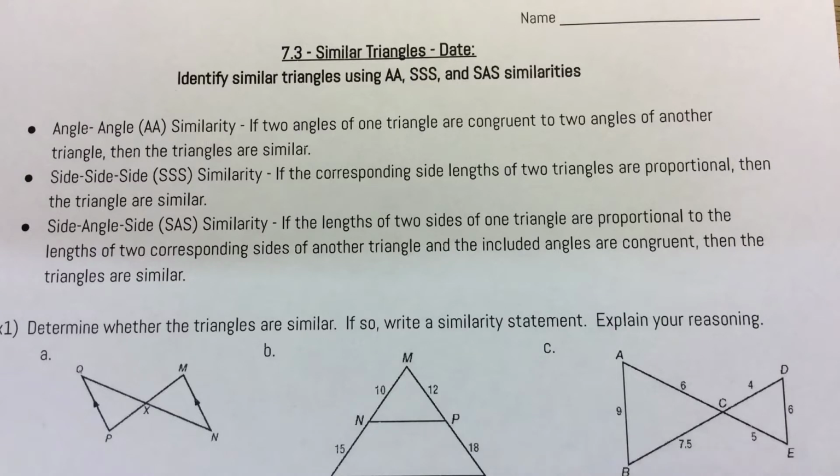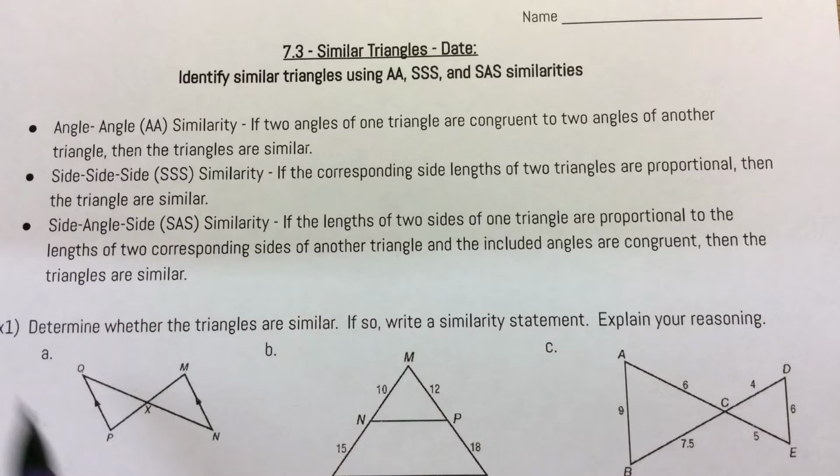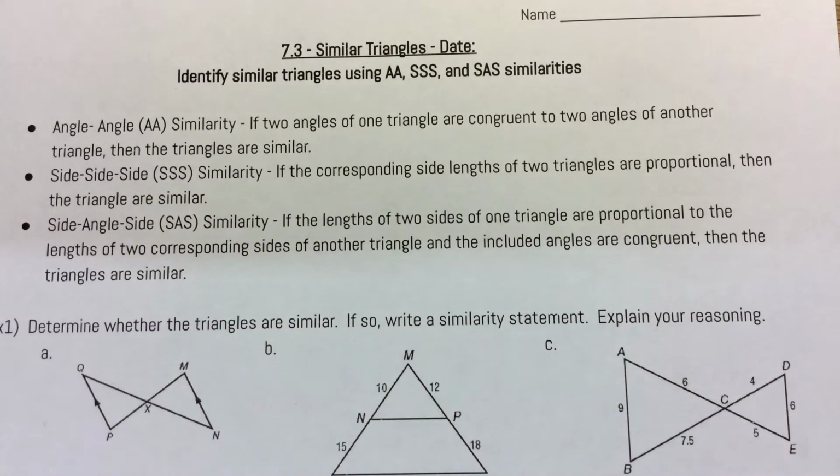to each other. And if you have side-angle-side, so that means the angle in between the two sides, and the angles are congruent and the side lengths are proportional, then that means those triangles would be similar. So these are three different postulates that we use for triangle similarity. So the first example says determine whether they are similar. If so, write the similarity statement and explain your reasoning.